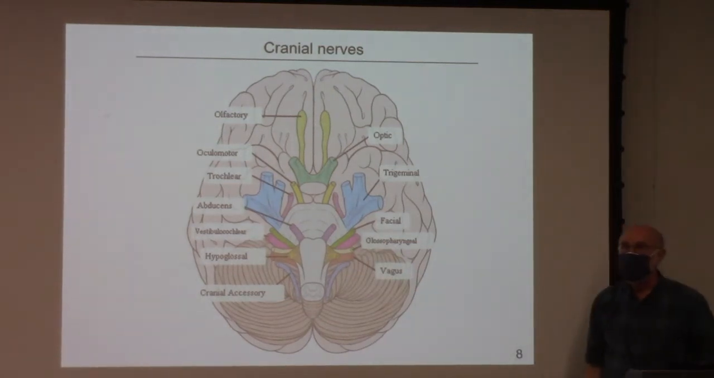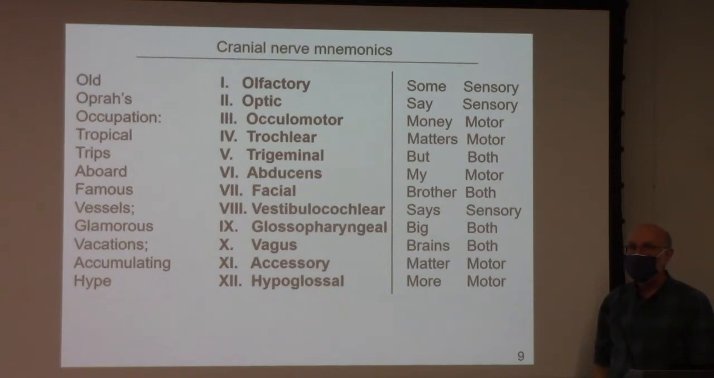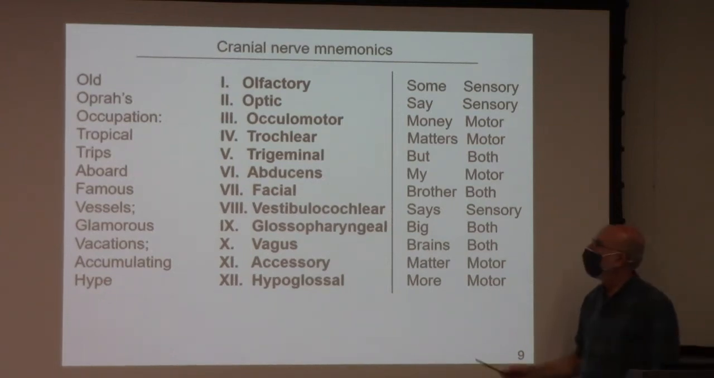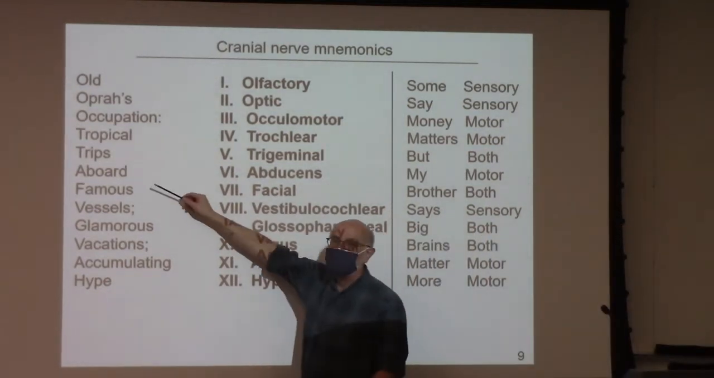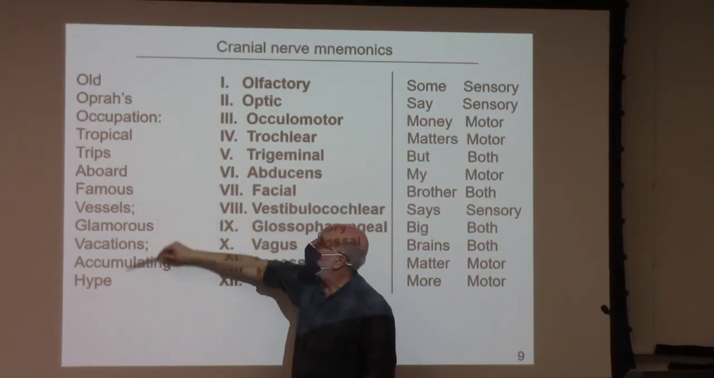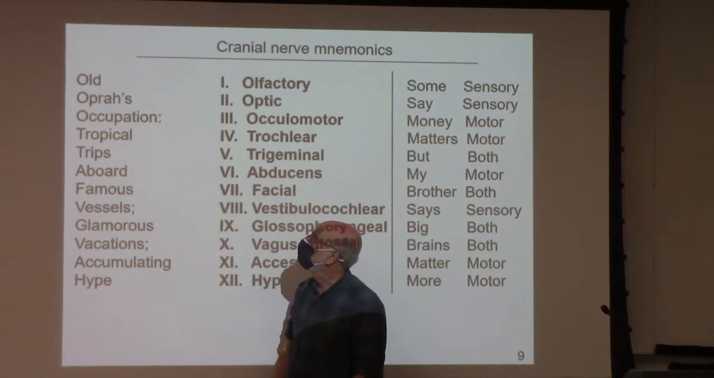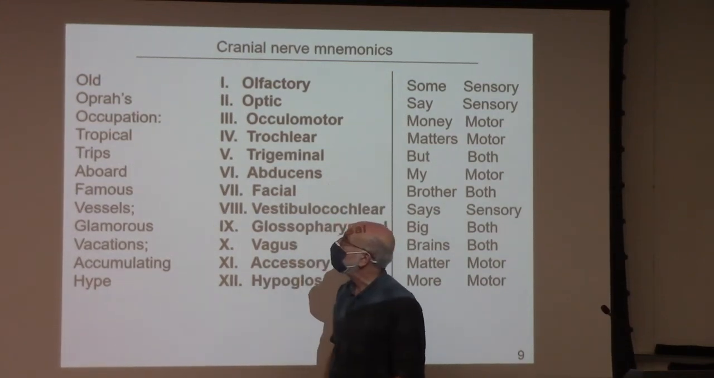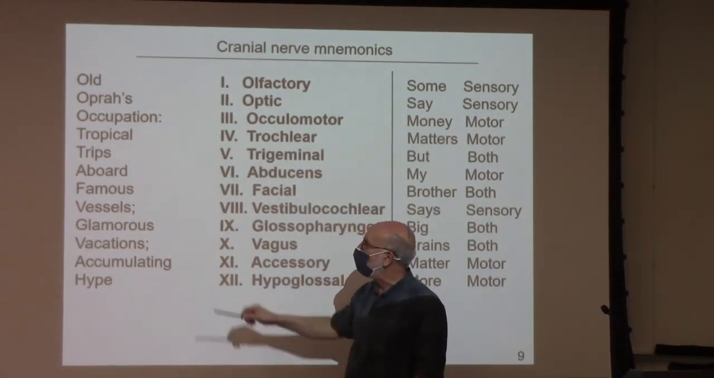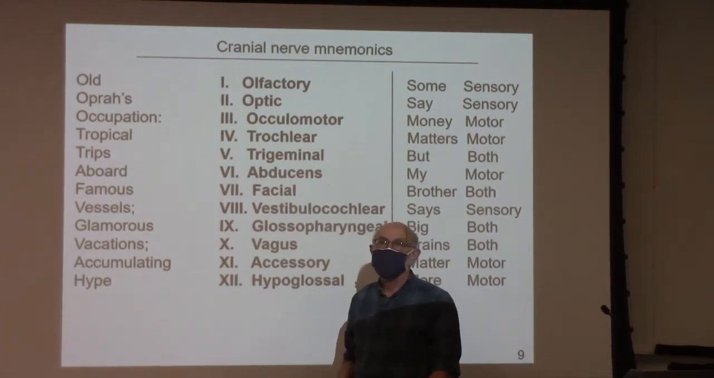12 cranial nerves. Each of them has a name. There's a mnemonic device that I think works pretty well. If you memorize this sequence of words that make sense: old Oprah's occupation, tropical trips aboard famous vessels, glamorous vacations, accumulating hype.